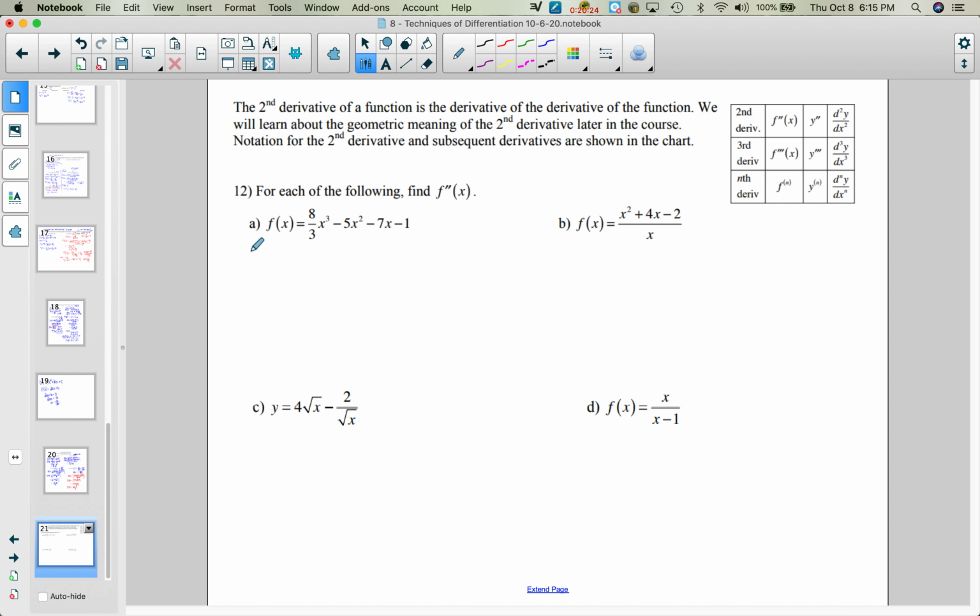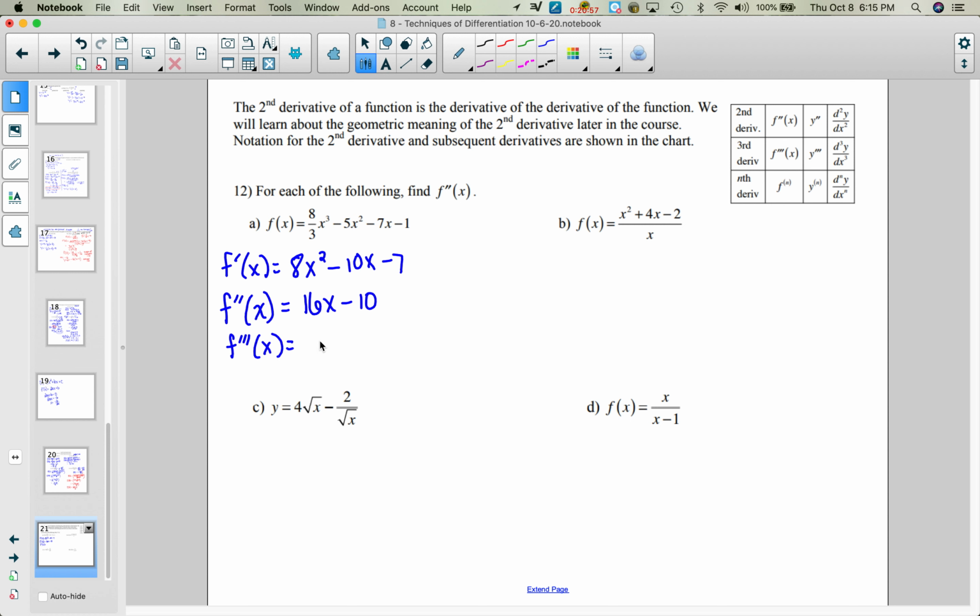Well, first of all, you can't find the second derivative until you find the first derivative. So f prime of x, power rule for this one, so the 3's will cancel, you'll be left with 8x squared. And here we'll have a 10x and a minus 7. And to get the second derivative, which is f double prime, you just do it again, 16x minus 10.